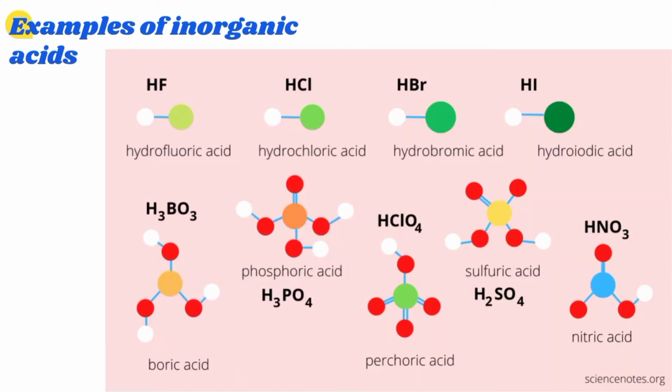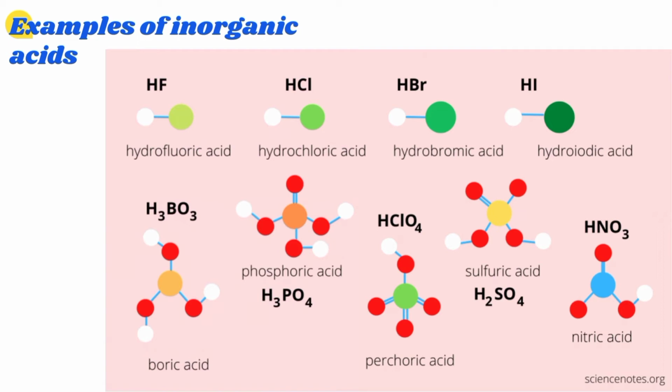For inorganic acids, we have hydrofluoric acid, hydrochloric acid, hydrobromic acid, tetraoxosulfuric acid, trioxonitrate(V) acid, and a whole lot of others. So you take note. These are the examples of both organic acids and inorganic acids. You're expected to know them, so you take note of both organic acids as well as inorganic acids.